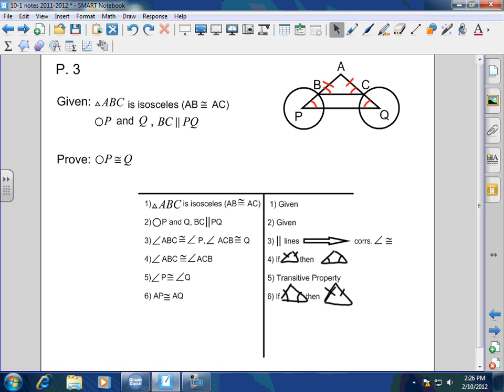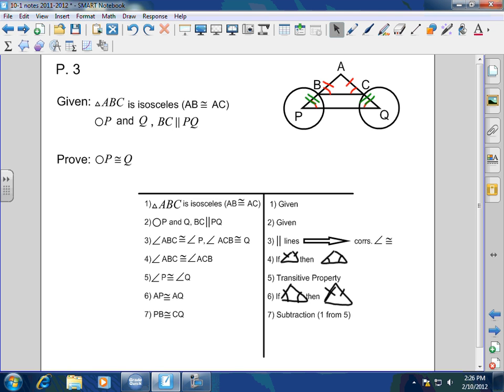Very good. I heard someone say subtraction. PB is congruent to CQ because of the subtraction property. Since AB is congruent to AC, and that's part of AP and AQ, I subtract those. PB must be congruent to CQ.